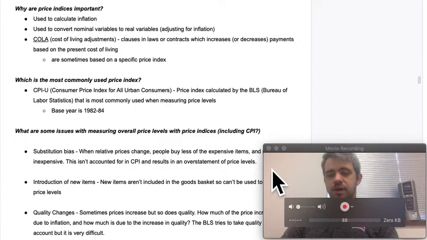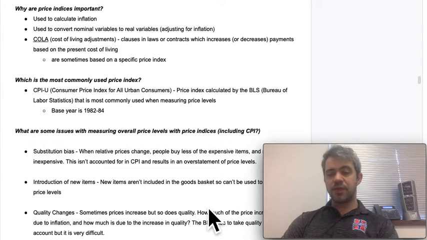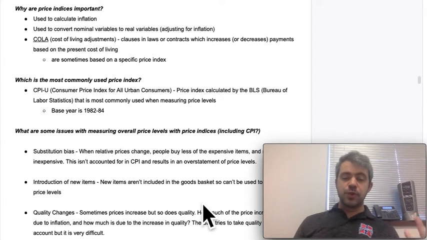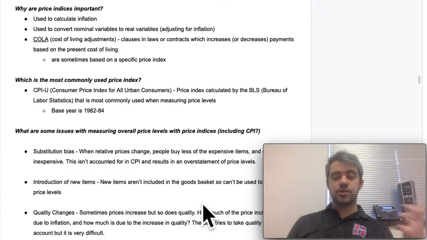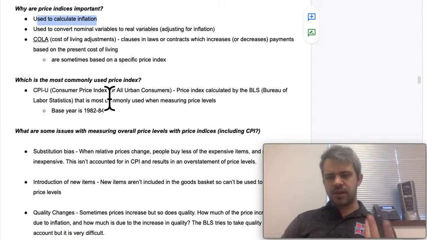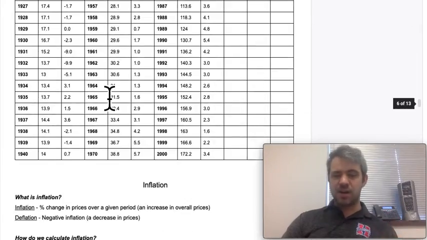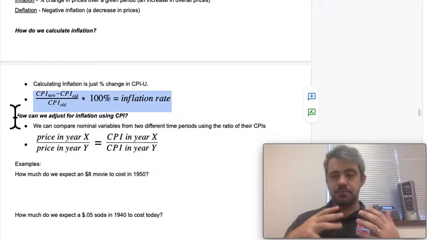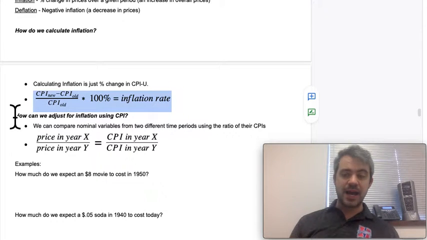So something important to understand is why we even bother to calculate a price index. Why does it matter what the price levels are? Well, there's a few reasons. The first is to calculate inflation. I'm not going to show you how to calculate inflation right now because it's not terribly difficult. It's just percent change in CPI.